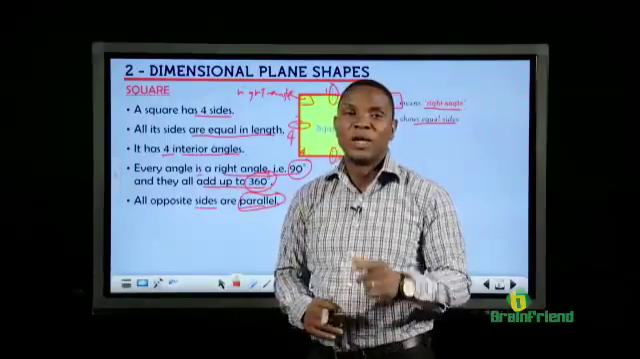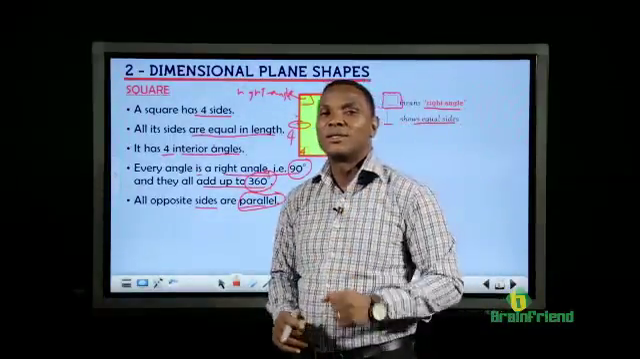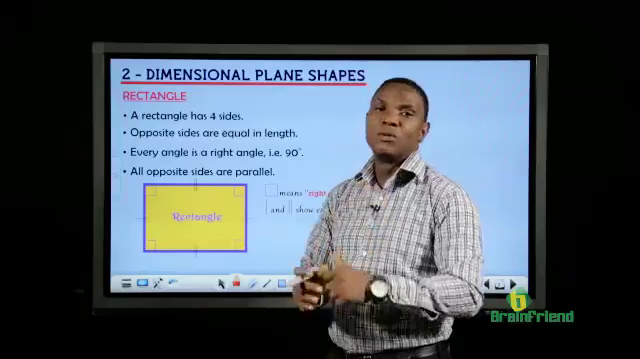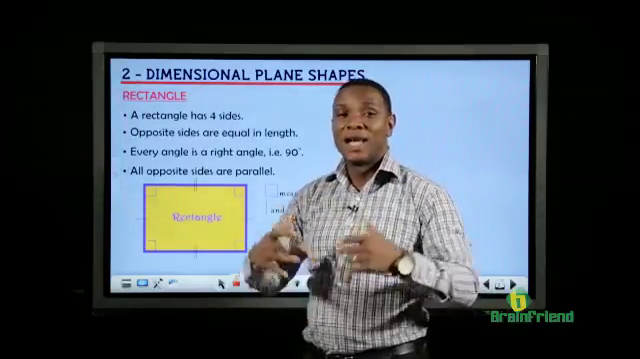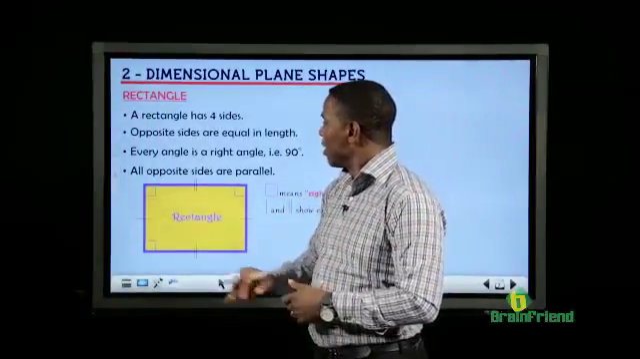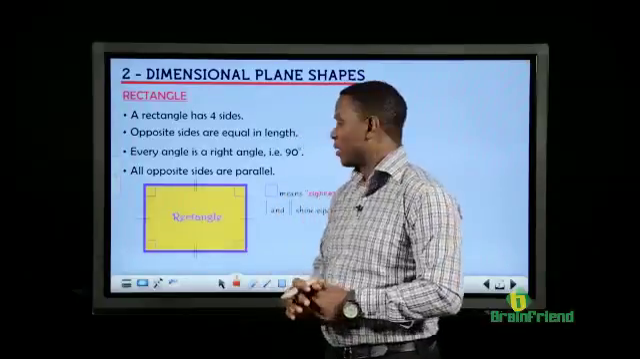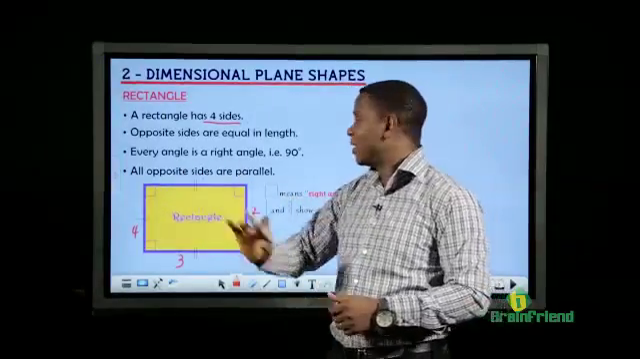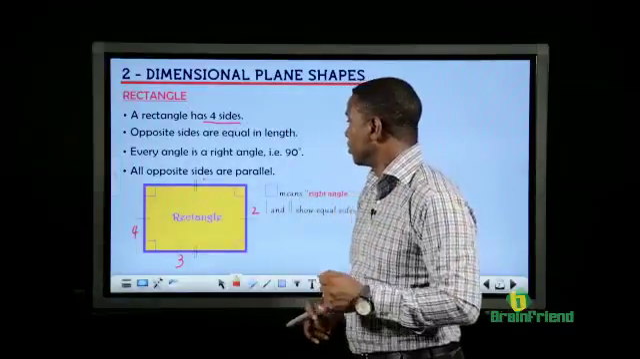Now we've learned about square. Let's also learn about another exciting shape. The next shape we'll be looking at is the rectangle. Rectangle is another type of 2-dimensional shape. Now a rectangle, just like our square, has 4 sides. So we have 1 side here, 2 sides, 3 sides, and 4 sides. So it's a 4-sided 2-dimensional shape.